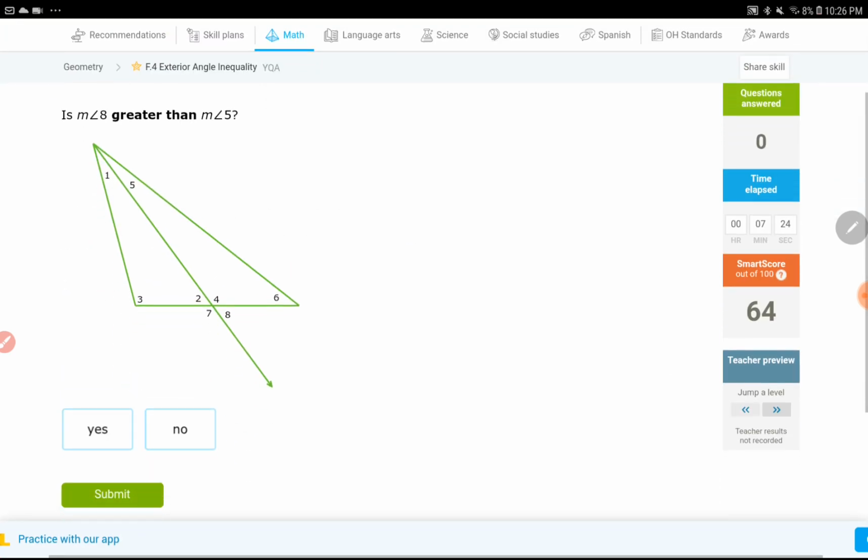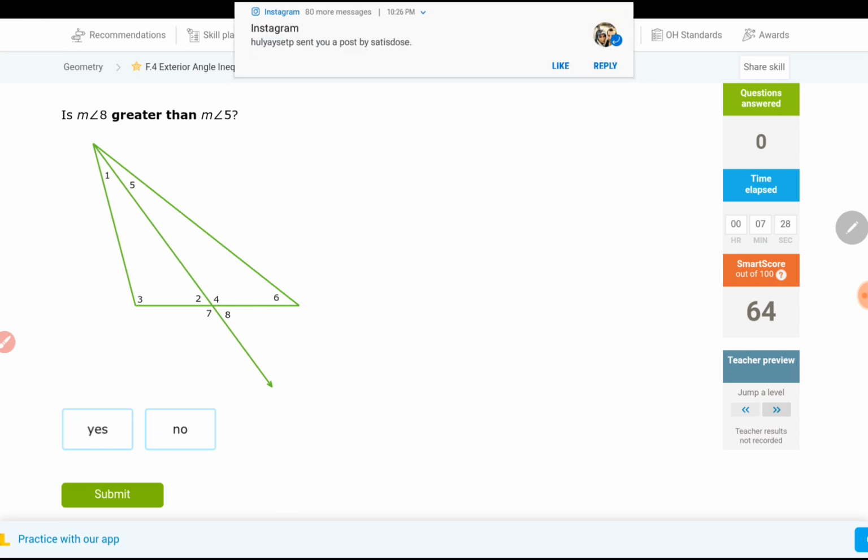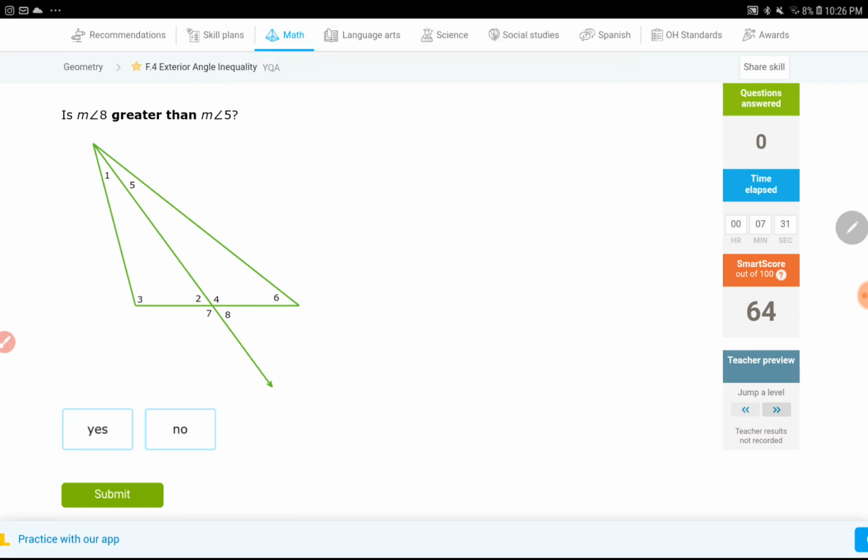Okay. So the question is about whether angle 8 is greater than angle 5. For this one, these two should be related. If I want to answer this question, it should be related. So angle 5 and 8, let's see these two angles. 8 is right here, 5 is over here. So both of these angles are part of this triangle.